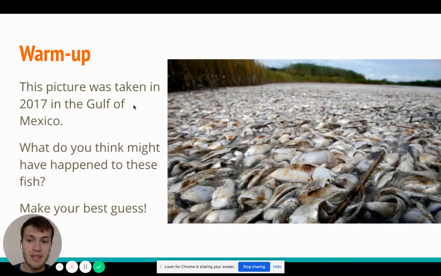So this picture was taken in 2017 in the Gulf of Mexico. What do you think might have happened to these fish? Make your best guess.